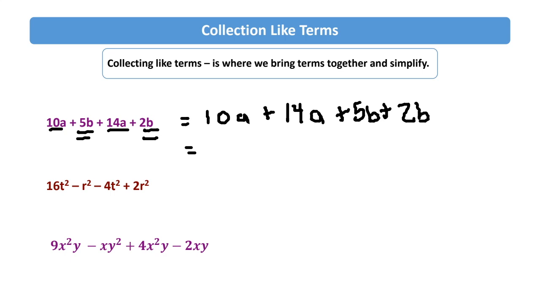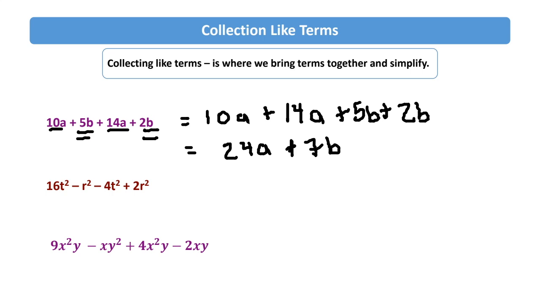So we have the 10a plus 14a, so that's going to give me 24a. I'm taking just the 10, adding the 14, that gives me 24a, and then I'm going to add the 5 and the 2, so I get 7b. So my simplified expression, since it'll usually say simplify the expression, is 24a plus 7b. That's as simplified as I can get. Can I combine these a's and b's? No, they're not the same variable, so I cannot combine them. That's as simplified as I can get. So this would be your final answer.